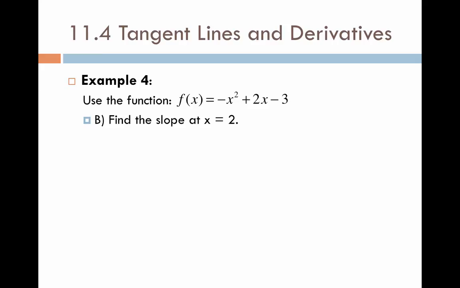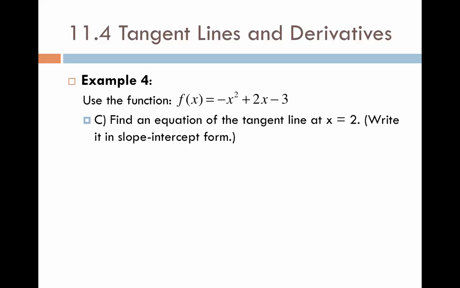Part B, find the slope at x equals 2. So I take my derivative, and I plug 2 into the derivative, and I get negative 2. So that's what the slope is when x equals 2. C, find an equation of the tangent line at x equals 2. Write it in slope-intercept form. So we have the point 2 comma negative 3 and slope m equals negative 2.